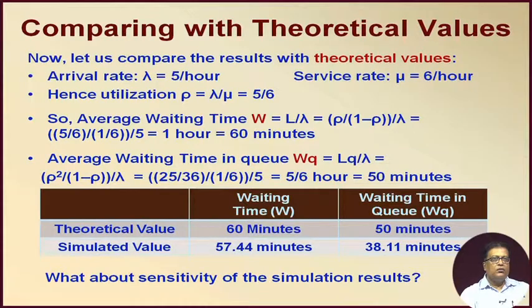All right. So, rho by 1 minus rho will be how much? Rho is 5 by 6, 1 minus rho is 1 by 6. So, if you divide, it will become 5, that is L, divided by lambda, that is 5 per hour. So, you will get 1 hour or 60 minutes, right. And what is the average waiting time in the queue? WQ will be LQ by lambda. So, again if you compute, it will come to 50 minutes.